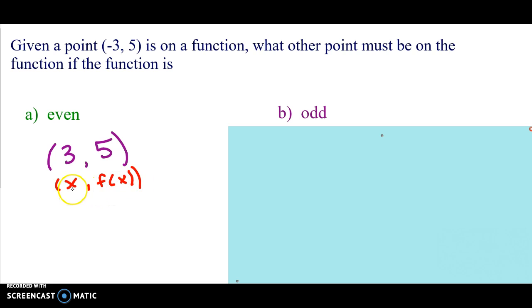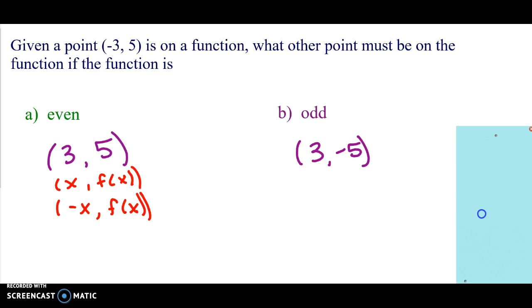So if I think about x and f of x representing my original point, and then if I look above, we wrote this down before, we had f of x equals f of negative x. So in other words, that's having still f of x, but instead of x, it would be negative x. So that's why the sign changed for our x value when we had our new point. Very similar over here, odd. The correct answer here would have been (3, -5).